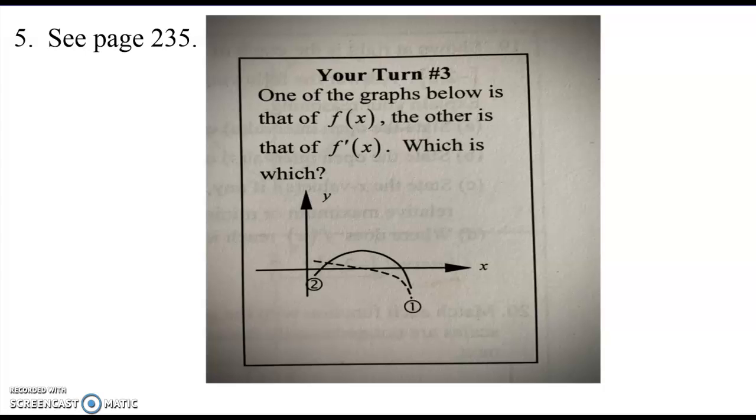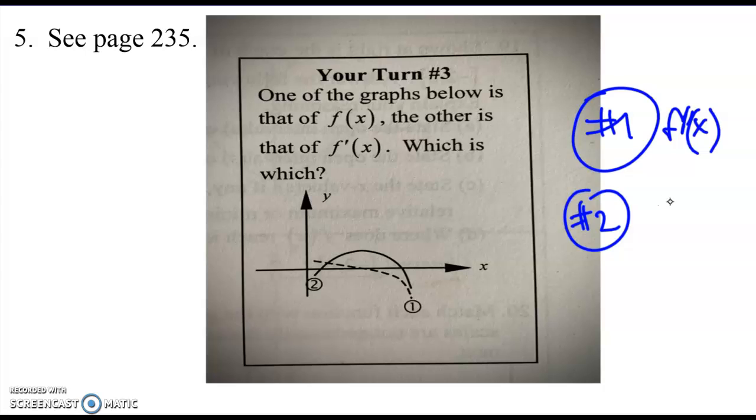Okay, I will tell you that number 1 is the derivative of f of x. That's a mess. And number 2 is the original function, f of x. How do we know this? Okay, the critical point on graph number 2 is right here, where this function turns from increasing to decreasing. That critical point we know has a tangent line of 0.